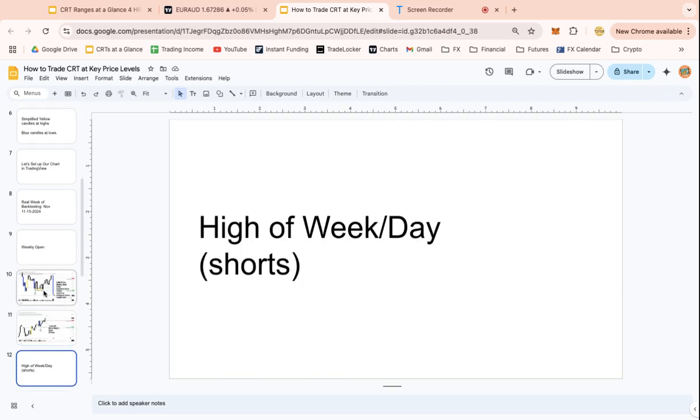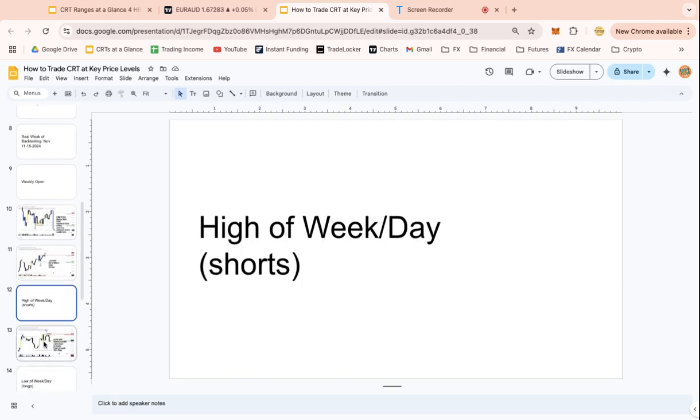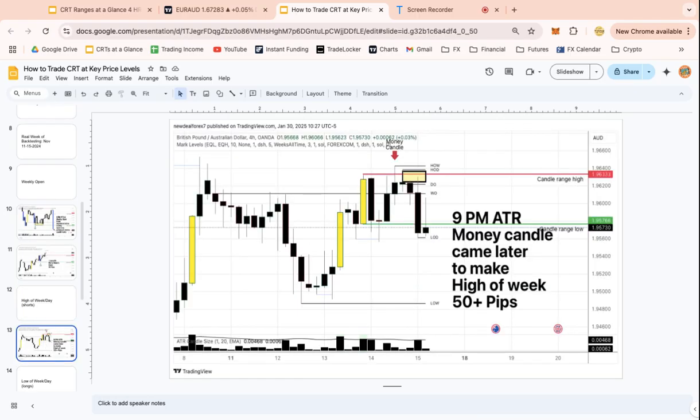Next up, high of the week or day, so these are some shorts. So now we're looking for yellow candles. So here's the first one on Pound Australian. All right, so here's our ATR candle at 9 p.m. right here. Okay, so this establishes the range.